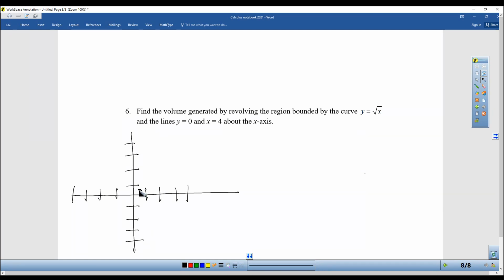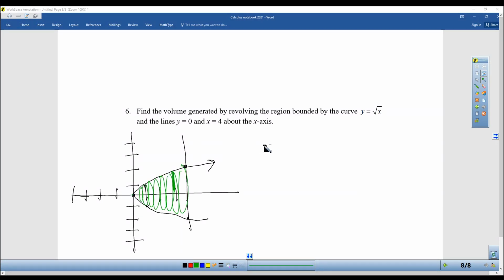So y is equal to the square root of x: 0, 0, 1, 1, 4, 2. Remember back in algebra 2 when that was the big thing? You just had to graph that. Now it's just the first step. The line y is equal to 0, which is the x-axis, and x is equal to 4. So I'm going to go around the x-axis, which means I'm just going to mirror it. And it's going to make a bunch of disks.